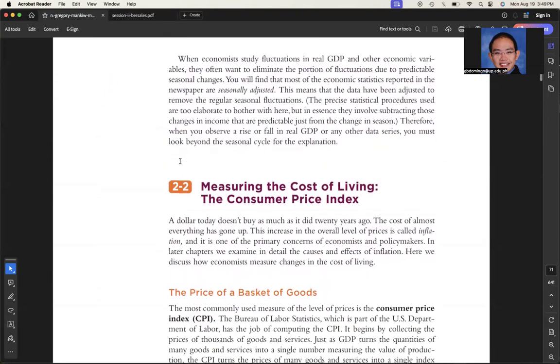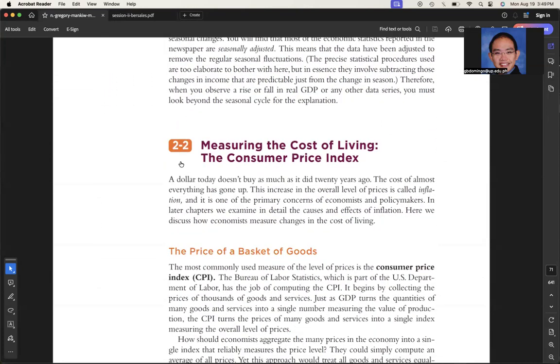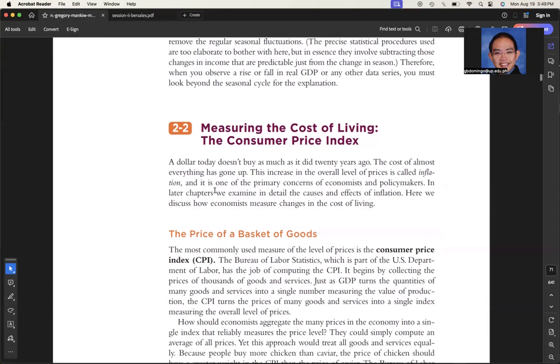Our next big macro stat is Consumer Price Index. And this measures the cost of living. And part of this is also inflation. So $1 today doesn't buy as much as it did 20 years ago. The cost of everything has gone up. The increase in the overall price levels is called inflation. It's one of the primary concerns of economists and policymakers.